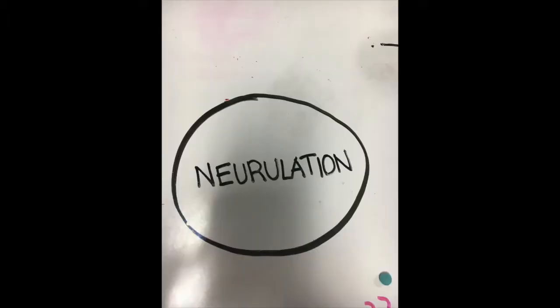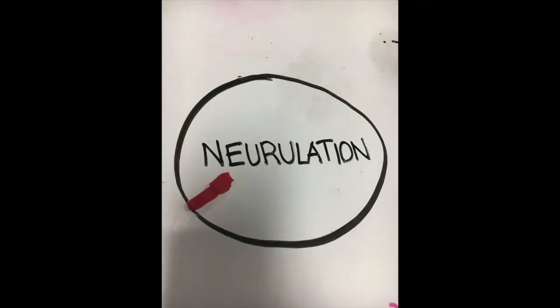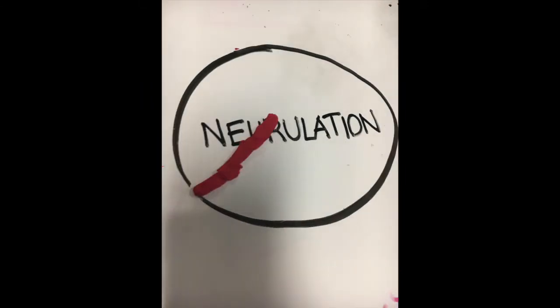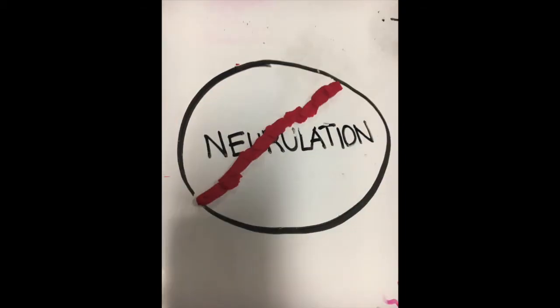The sea urchin does not go through the neurulation process. Neurulation is when the neural tube is formed, which causes the creation of the spinal cord and the brain. However, sea urchins are not vertebrates, so they do not go through this process.